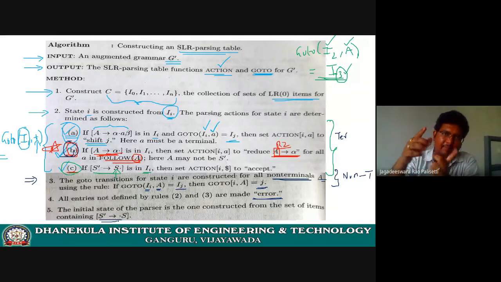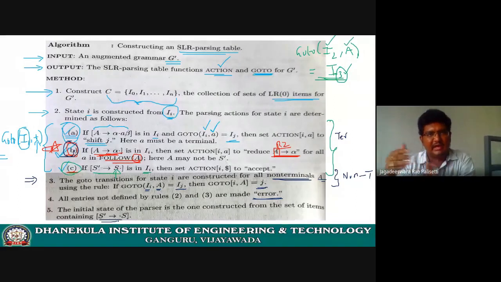Again I1 may be created, I2 may be created, a new state I3. Like that we have to repeat this. We have to repeat our algorithm till our objective is achieved. We are doing all this, constructing a table, in order to validate whether the given input string is accepted with respect to the grammar G or not. For that only we are going to do all this.